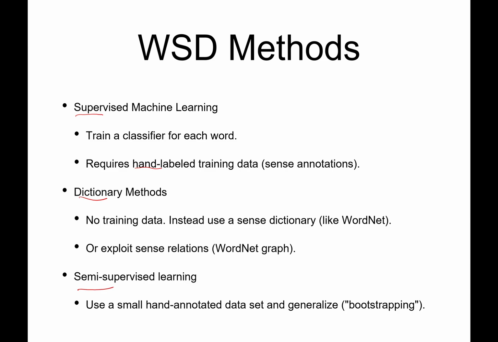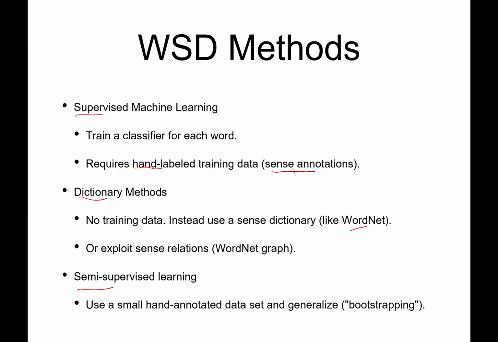In this case, what does your training data look like? Well, you have a target word, you have a context, and then you have a sense, and a human being who tells you the appropriate sense set from WordNet in this specific case, so you can map it. In the dictionary methods, there is no training data. Instead you use a sense dictionary like WordNet, and you explore the sense relations, and we will see that the Lesk approach does something a little bit different.